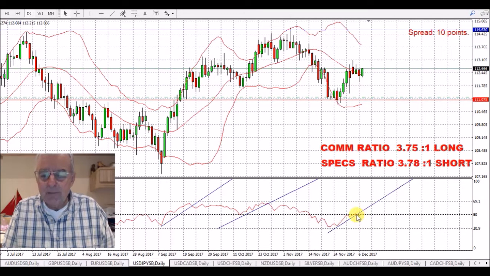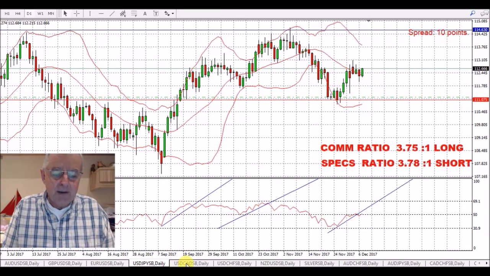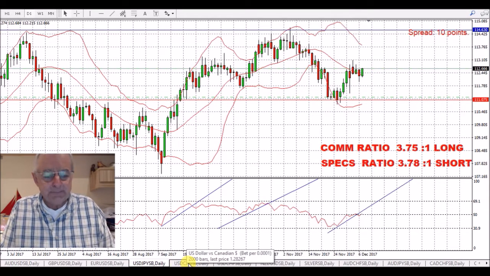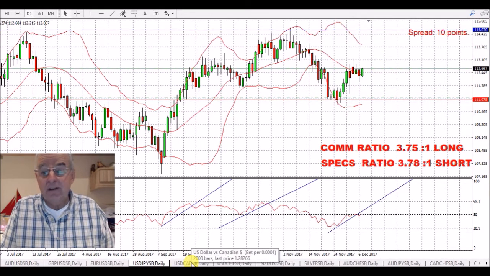I've put a trend line up. We've cut through the trend line. I've put another trade in. We'll see where it goes, but you know, I am a long-term bear of this pair.